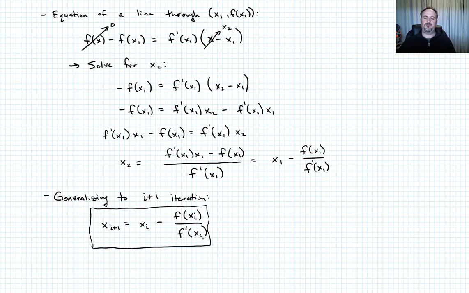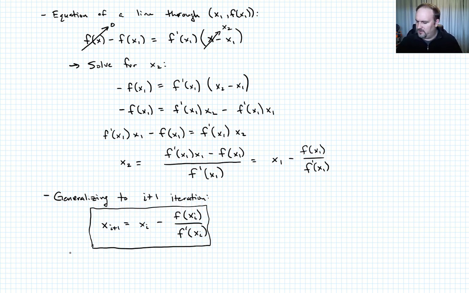Something I want to point out, when you look at this equation, one thing you see is that if f prime becomes small, near 0, this thing is probably going to blow up on you, and that's what you find. So if the solution occurs at a spot where the slope is shallow, so near 0, this method starts to not work very well.